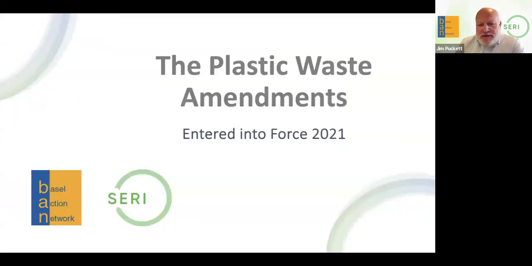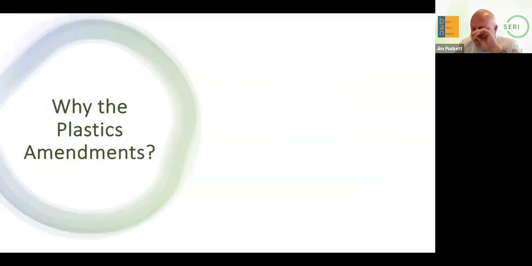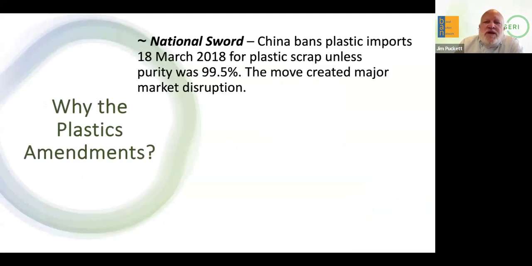So let's look at the plastic amendments. I think it's important that we look at them again because we're still seeing widespread non-compliance, a lot of shipments still moving, primarily to Malaysia, of what should be controlled as Y48. So why were the plastic amendments created? Real quickly, I'll go through that history.